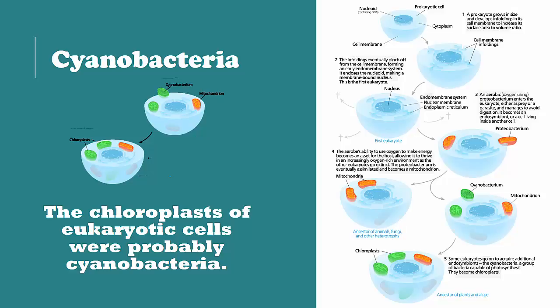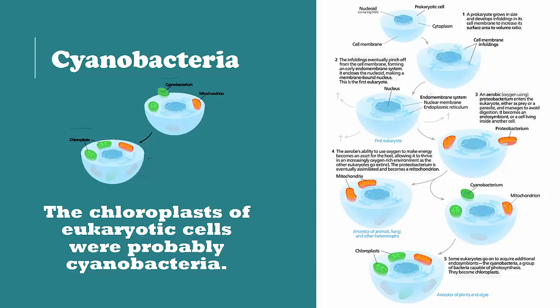According to the endosymbiotic theory, a prokaryote grows in size and develops infoldings in the cell membrane to increase its surface area to volume ratio. The infoldings eventually pinch off from the cell membrane, forming an early endomembrane system. It encloses the nucleoid, making the new membrane-bound nucleus. An aerobe, or oxygen-using bacterium, then enters the eukaryote, either as prey or perhaps as a parasite.